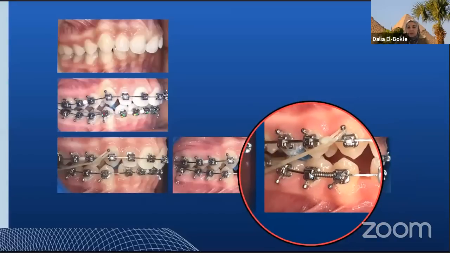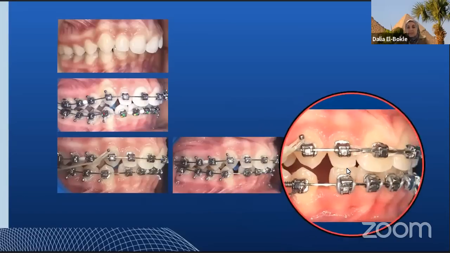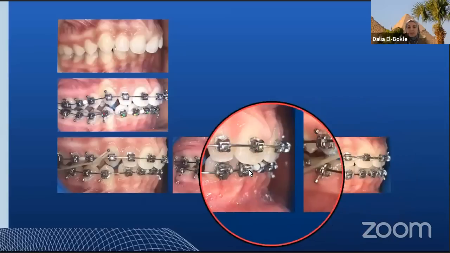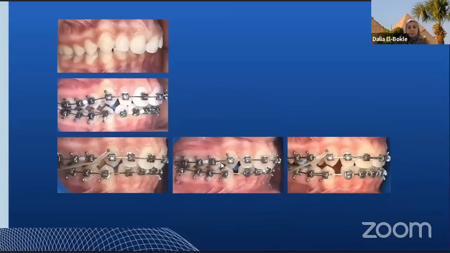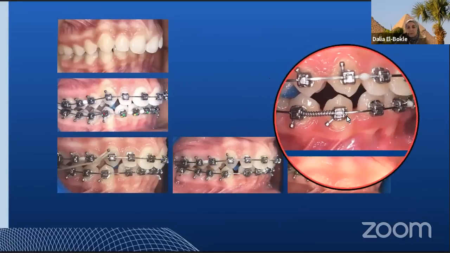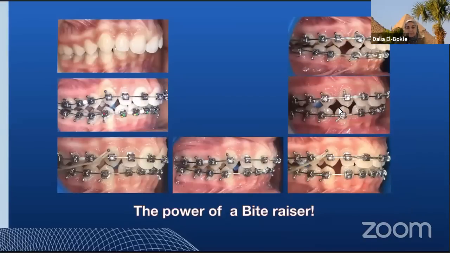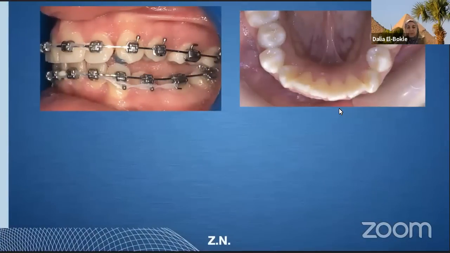And now I'm trying to place an open coil spring to push the cuspid mesially in order to close the space that has opened because of the bite turbo. And here you can see I was getting there, closing the space. So the bite turbo can be very powerful. It can open spaces. Now, another complication that I had in another patient, also when I placed the bite turbo on the cuspid, as you can see here.